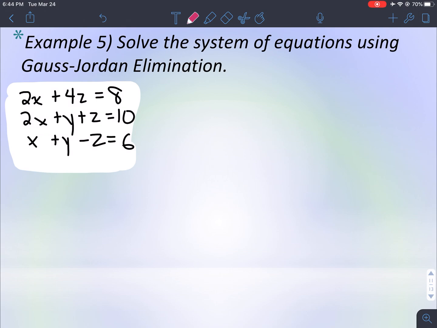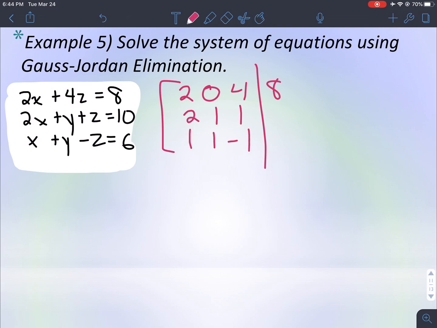Take a look at example 5. Please notice that we've changed the example. Alright, so we have a system of equations. 2x plus 4z equals 8, 2x plus y plus z equals 10, x plus y minus z equals 6. The first thing I'm going to do is form an augmented matrix. 2, 0, 4. Notice that I'm putting a 0 there because there's no y component. Okay, so 2, 0, 4, 2, 1, 1, 1, 1, -1. Augmented with 8, 10, 6.